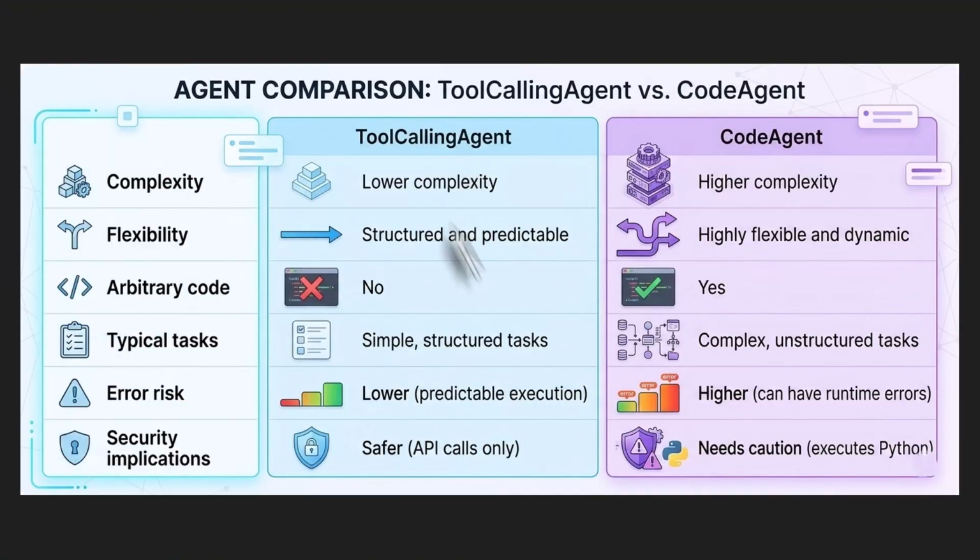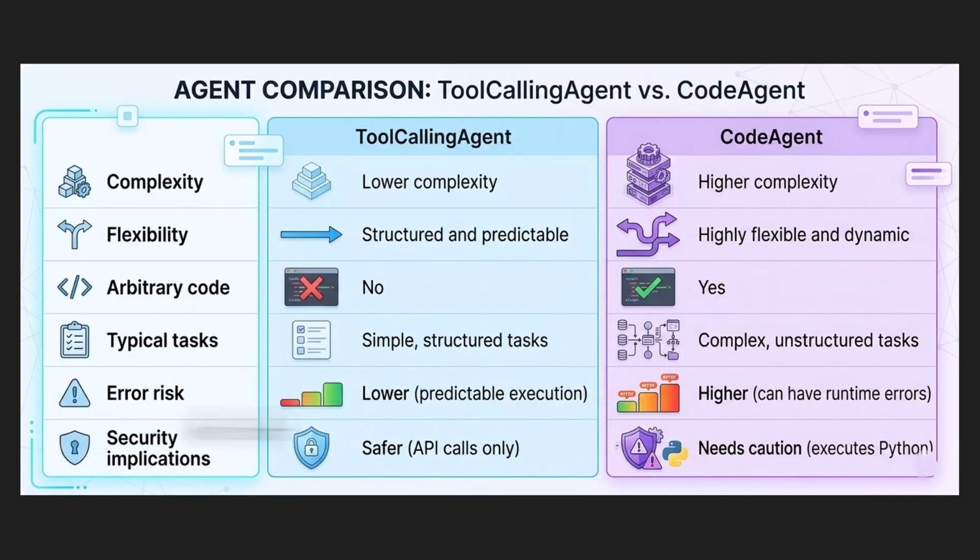Now let's understand the difference between these two agent styles within small agents. If you see here, when it comes to complexity, tool calling agent's complexity is low when compared to code agent, as we are not relying on the code generated by the agent. And with flexibility, the tool calling agent output is more structured and predictable, whereas the code agent is highly flexible and dynamic, right? And the next one, the tool calling agent doesn't generate any arbitrary code, whereas the code agent can generate arbitrary code. The next one is the tool calling agent is used for simple and structured tasks, whereas code agent is used for complex unstructured tasks.